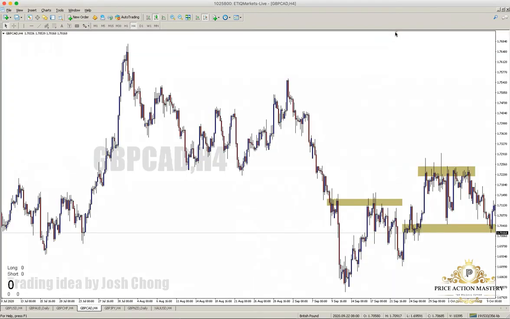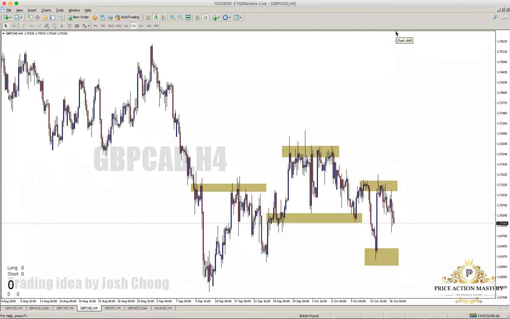Then GBPCAD. GBPCAD basically is showing a downside exposure. So I'm going to wait until the market advances to this level, and we're going to see a downside exposure.